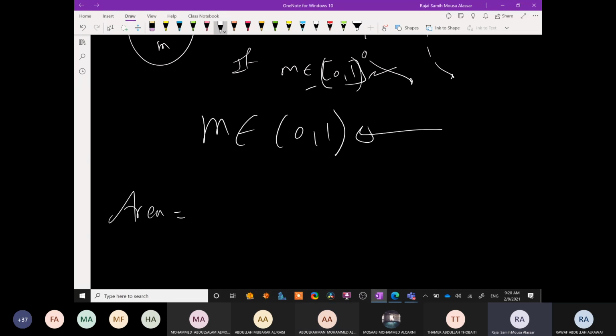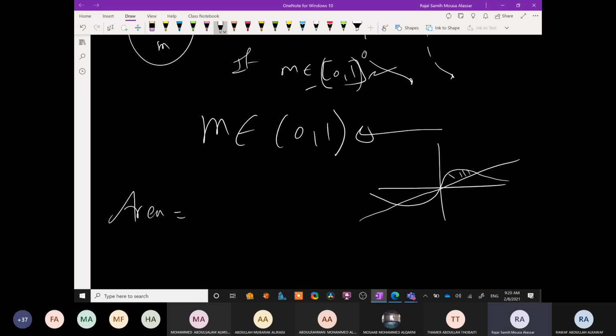Right. So the area is what? Let me just calculate this. Okay, I will just leave it for you. So there will be a straight line.